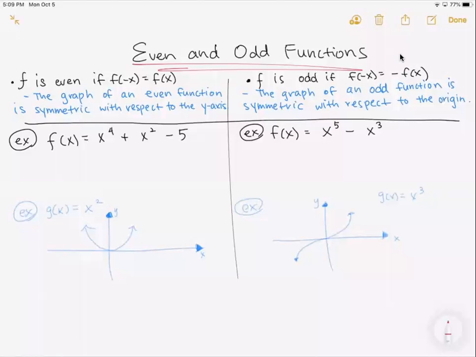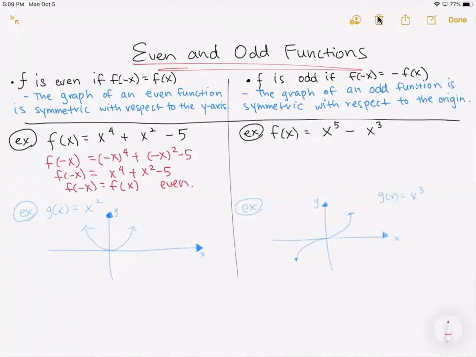In this video, we're going to go over even and odd functions. f is even if f of negative x equals f of x. So you have to replace your x with negative x, and you simplify by getting rid of the parentheses. Then you get x to the fourth plus x squared minus 5, which is your original function. Therefore, our example is an even function.